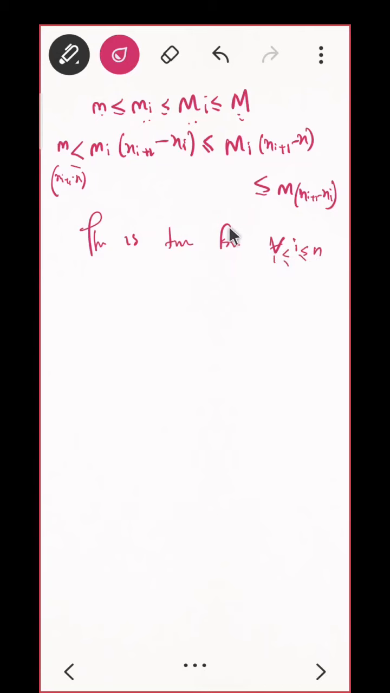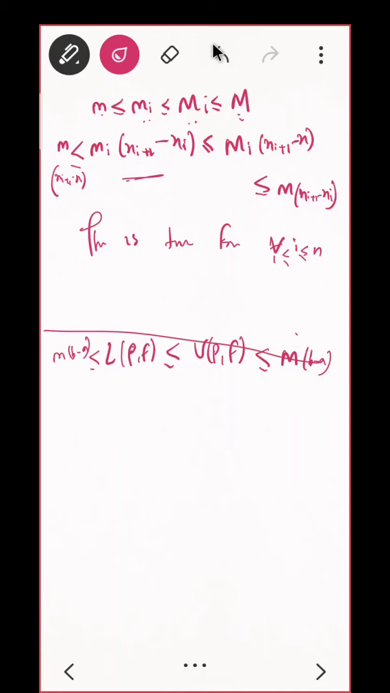So if I add everything, add this part, this part, this part, this part, what will this become? This will become LPF, and this will be your UPF, and the sum will be telescopic. Do you see that? That will just give me small m into B minus A, which is less than or equal to capital M into B minus A. Is it clear to everyone? If you have any doubt in this, you can ask.